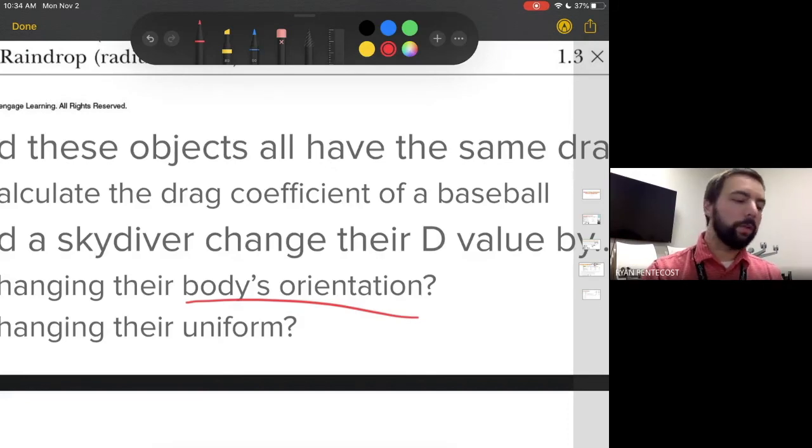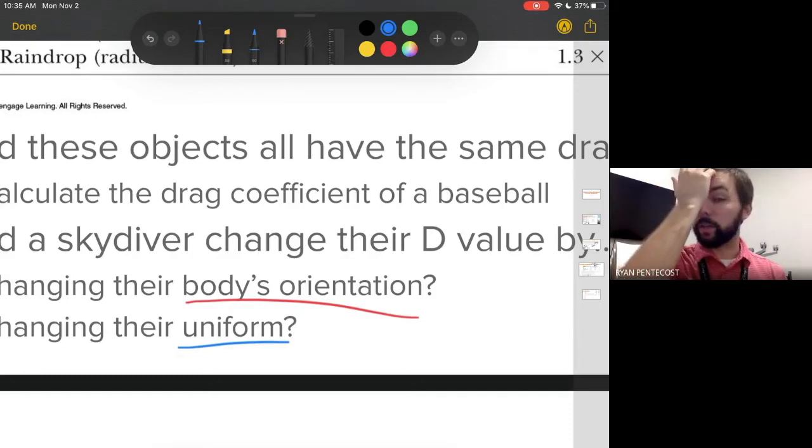Then changing their uniform. How could that uniform actually make a difference? Well, like we talked about before, if you have a skin tight uniform, you're not going to have as much skin friction. But say you have a really baggy jacket and really baggy pants when you skydive, all that fluttering is actually going to slow you down, and it would be measurable, so you could actually calculate how much that was affecting you. So actually changing your uniform can affect the drag coefficient value when skydiving.